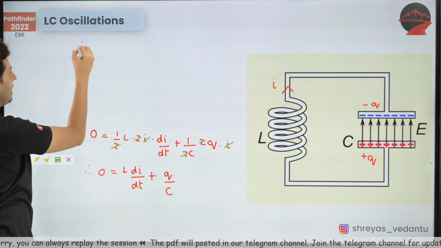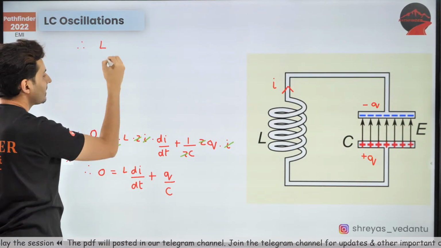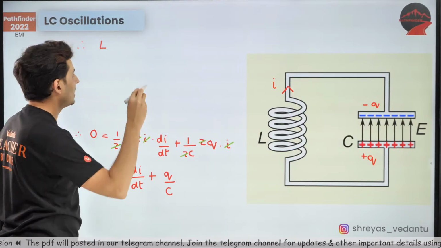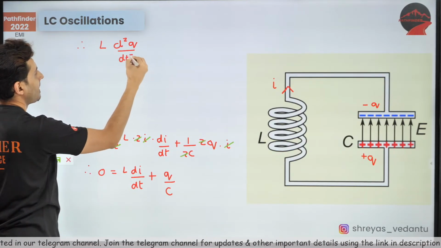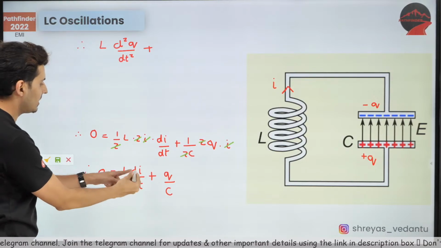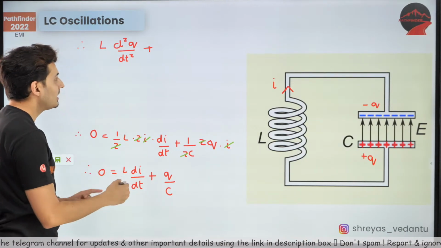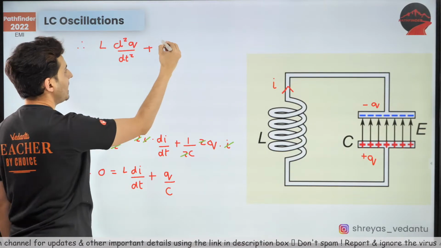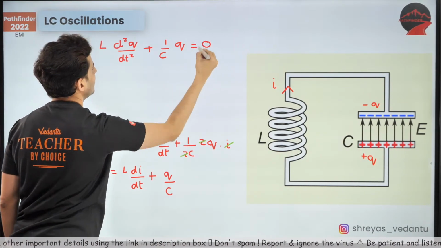This can be written now as L di by dt. Current itself is the derivative of charge. So can I not say this is the second derivative of charge? Correct, this is the second derivative of charge, di by dt, where i itself is dq by dt. So it's d square q by dt square plus 1 by C into q. This will be equal to 0.